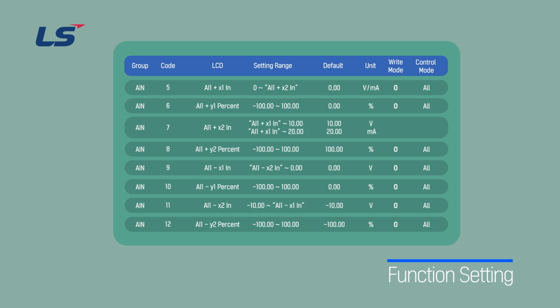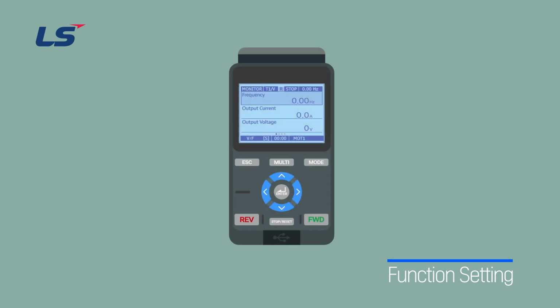Parameters 5 to 8 in the AIN group allow you to set the input range. You can set the minimum input voltage and its corresponding frequency, as well as the maximum input voltage and its corresponding frequency. The frequency corresponding to 100% analog input can be set in parameter 22 of the DRV group.